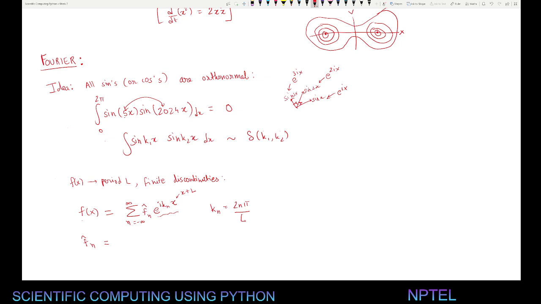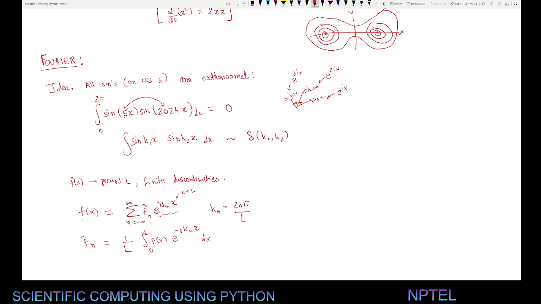You want to calculate fn hat, then you say it is 1 over L, where L is the length of the period, integral of f(x) e to the power minus i kn x dx.